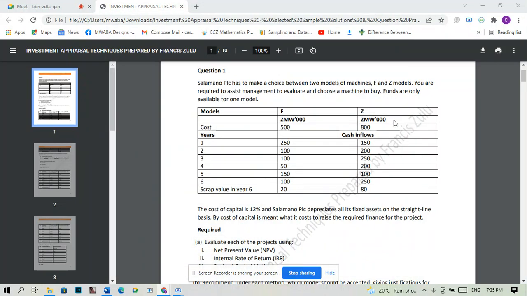All right, now we're going to look at the payback period. This just tells us when we're going to get our money back. When you invest your money, you want to know how long it is going to take for you to get your money back. So we're still looking at machine Z here. It costs 800,000. So now we want to know when we are going to get our money back.